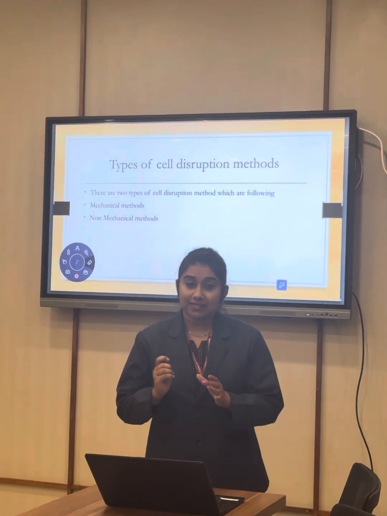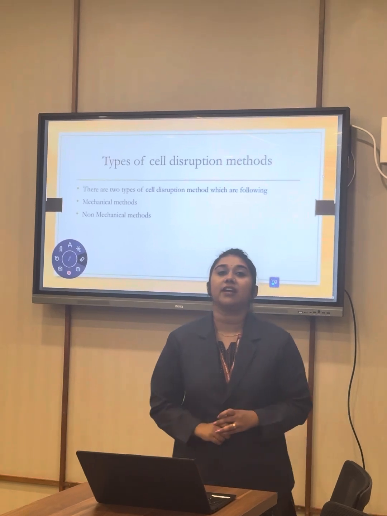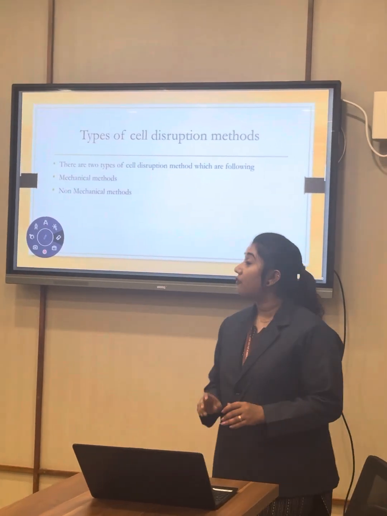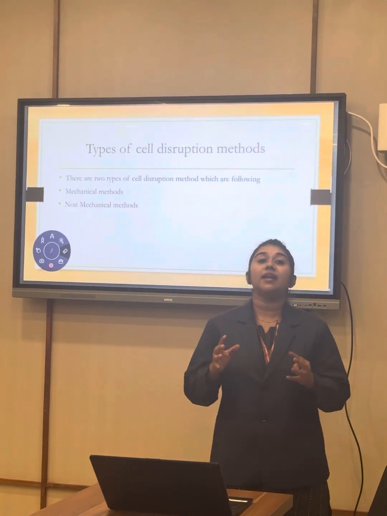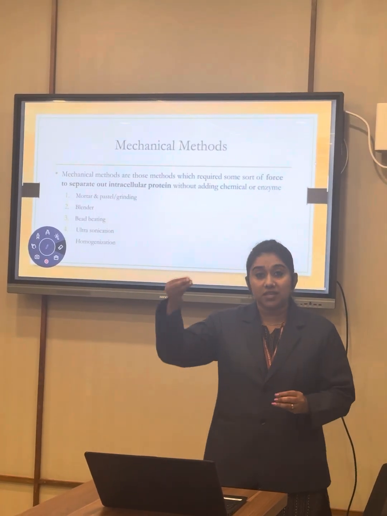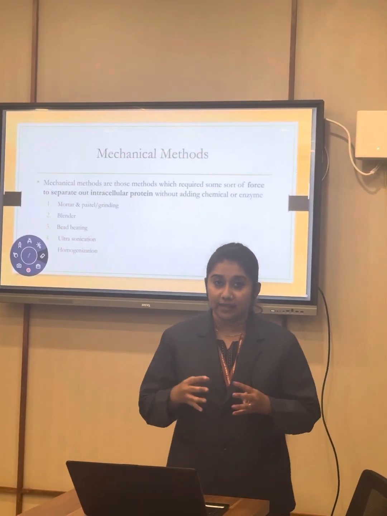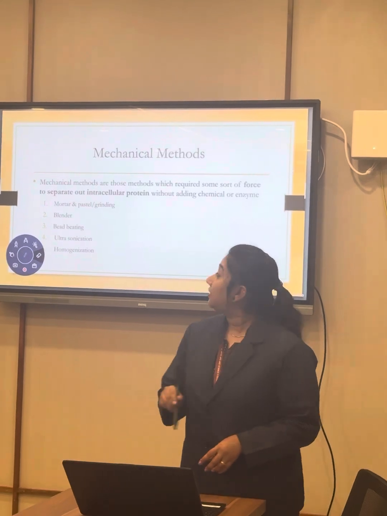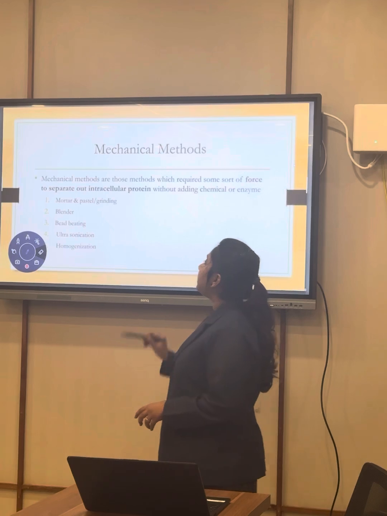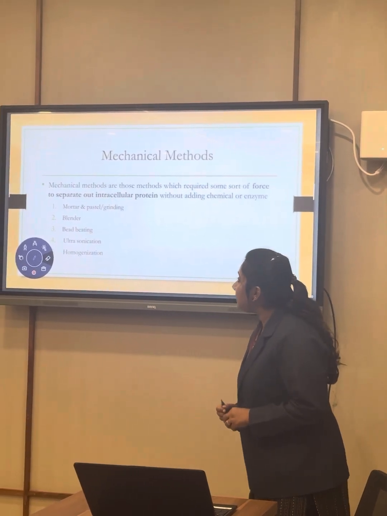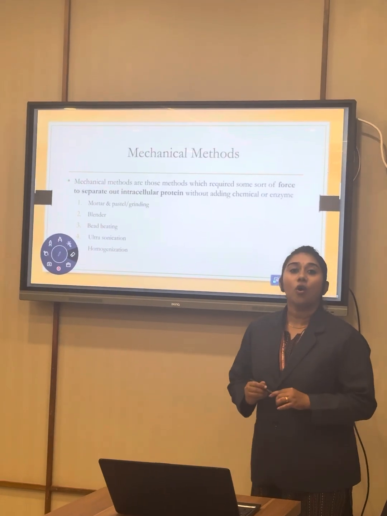So cell disruption is of two types. Mainly one is the mechanical method and the second one is the non-mechanical method. First, moving on to the mechanical methods. Mechanical methods mean we are using some force to disrupt the cell walls without adding any chemicals or enzymes. First is mortar and pestle grinding, second is the blender, third is bead beating, fourth is ultrasonication, and finally homogenization.